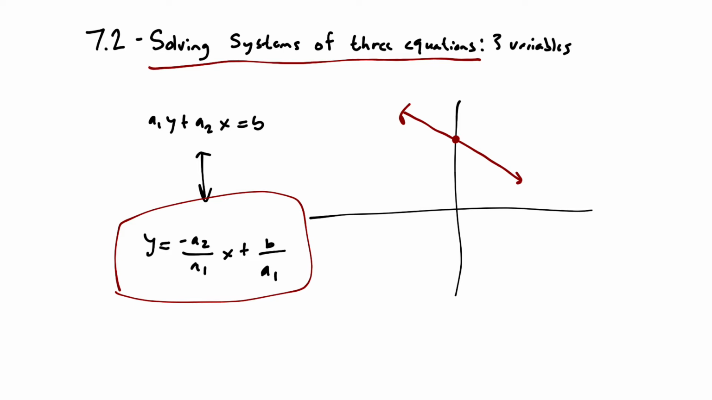Now, a linear equation on 3 variables represents a plane inside R3. We won't go into the details of how this is true. This is going to be reserved for Calc 3 and linear algebra. But let's go ahead and write out just the general equation of a linear equation of 3 variables. So this is going to be given in the following form.